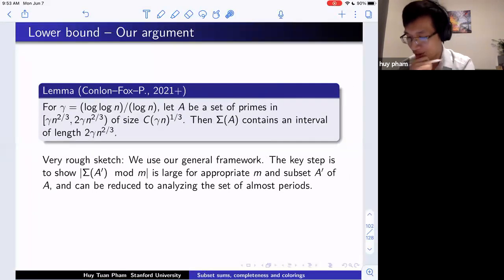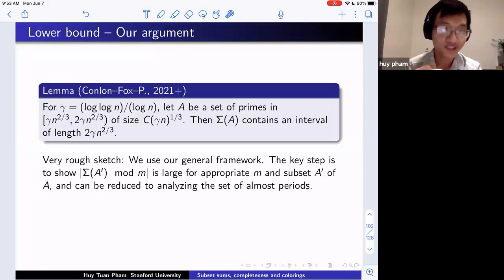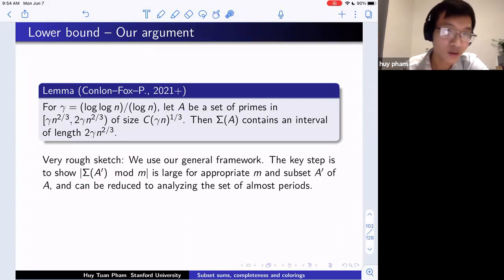I'll give a very rough sketch of how we prove this type of lemma. We'll use our general framework that proceeds in 4 steps. As I have remarked before, the key step in the argument is the second step, where we want to show that sigma of A prime, taken modulo M for some appropriate M and appropriate subset A prime of A, is large. Again, as in the previous proof sketch, this can be reduced to the analysis of the set of almost periods. We'll iteratively add elements to A prime, and we'll see how the set of subset sums modulo M grows. To show that it grows by a large amount in every step, we'll control the set of almost periods in each step.